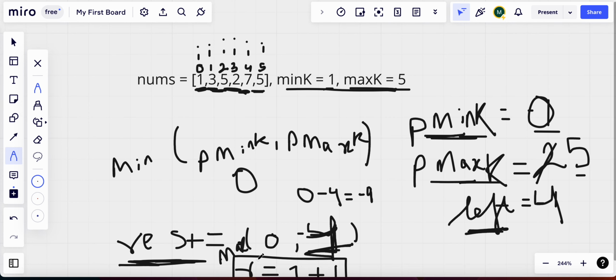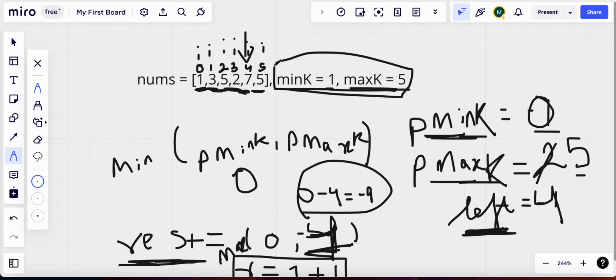So what's happening here is, what does it mean by minus 4? This left bound indicates that at this left bound we found a value which was not within this bound, that is, it was either less than 1 or greater than 5.